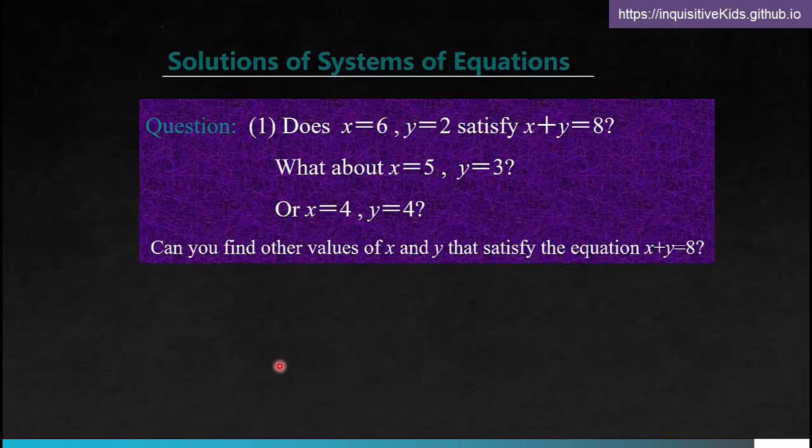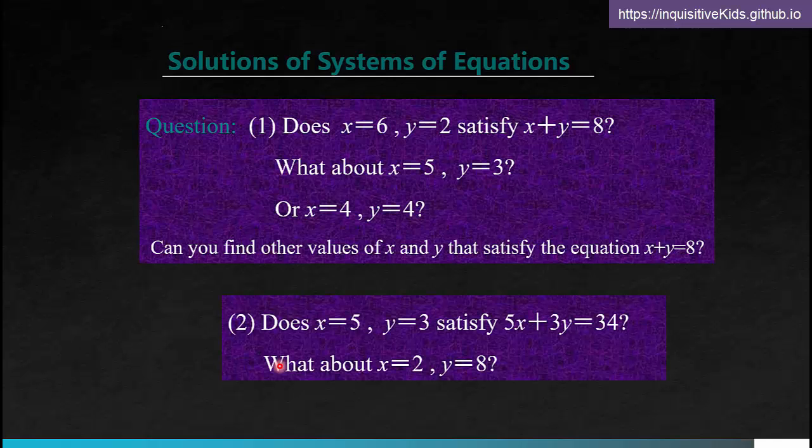So think about that for a moment. Are there any other values? Well, you could do 8 plus 0 or 7 plus 1, or you can even go into decimals. Does x equal to 5, y equal to 3 satisfy 5x plus 3y is equal to 34? What about x is equal to 2, y is equal to 8?